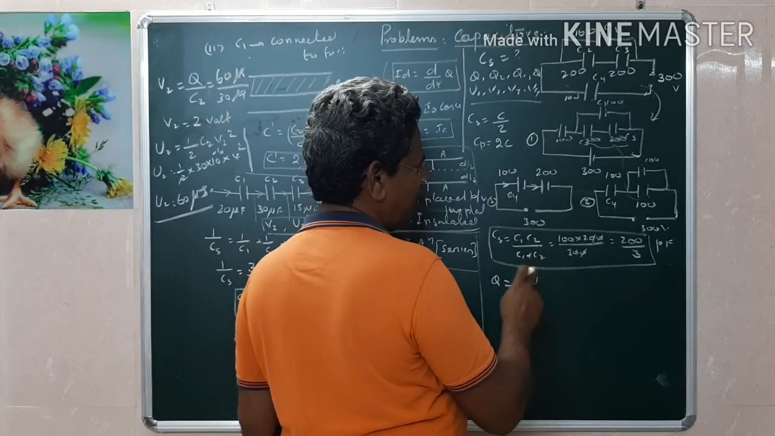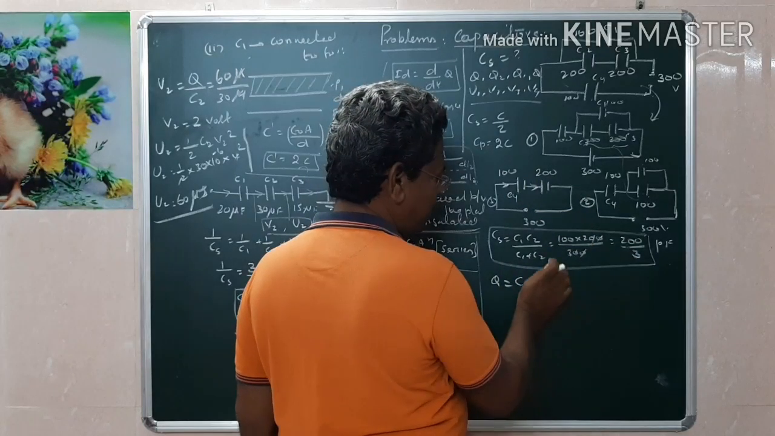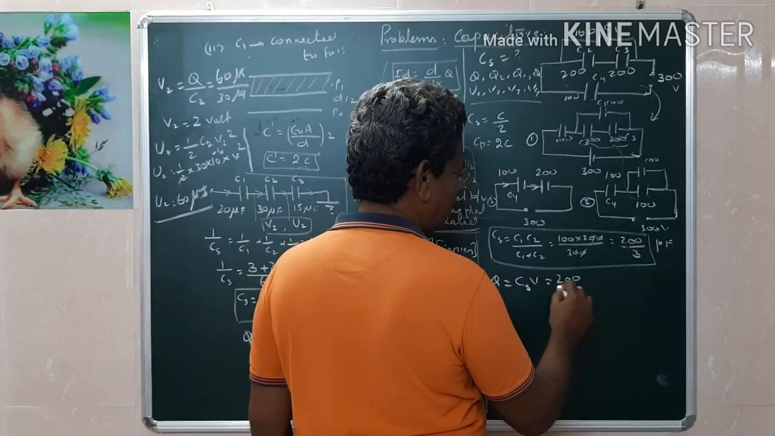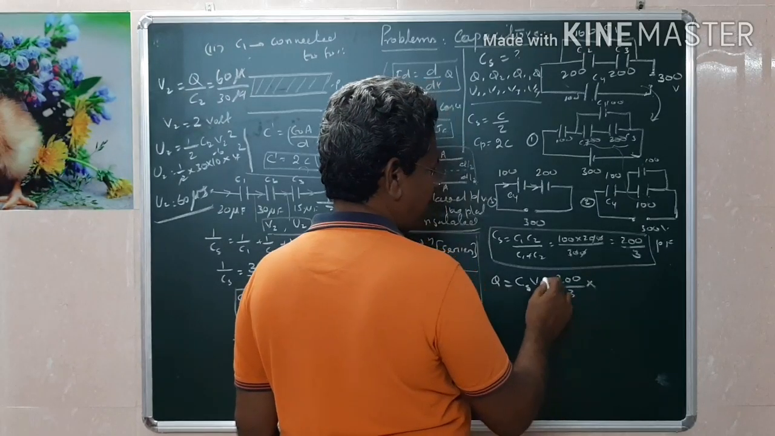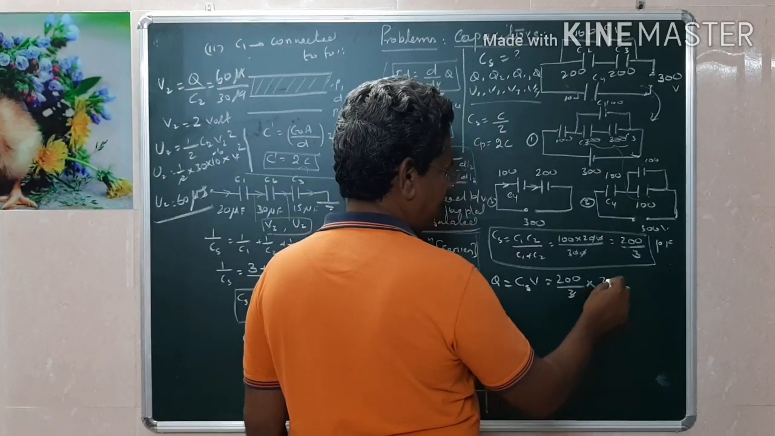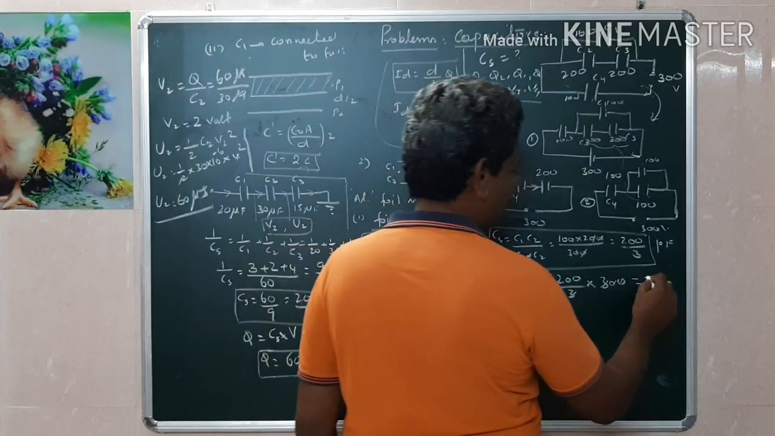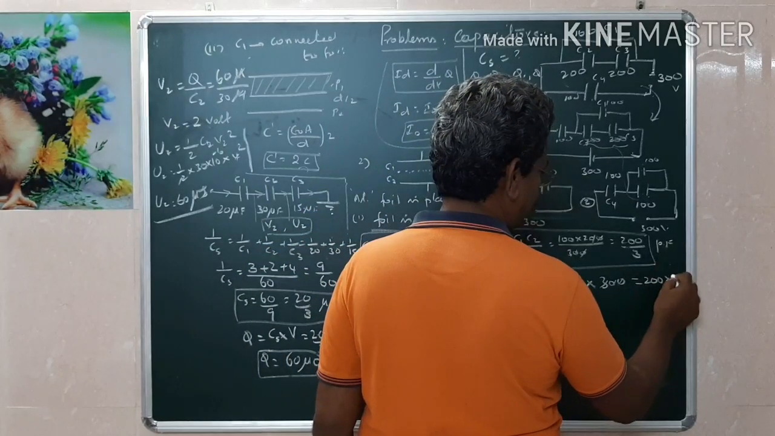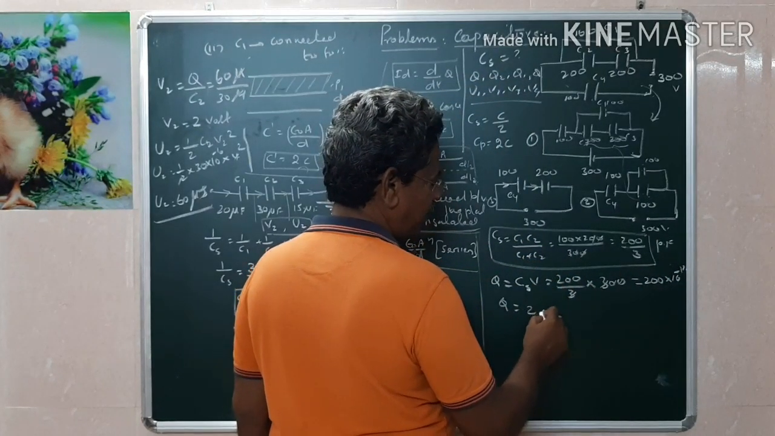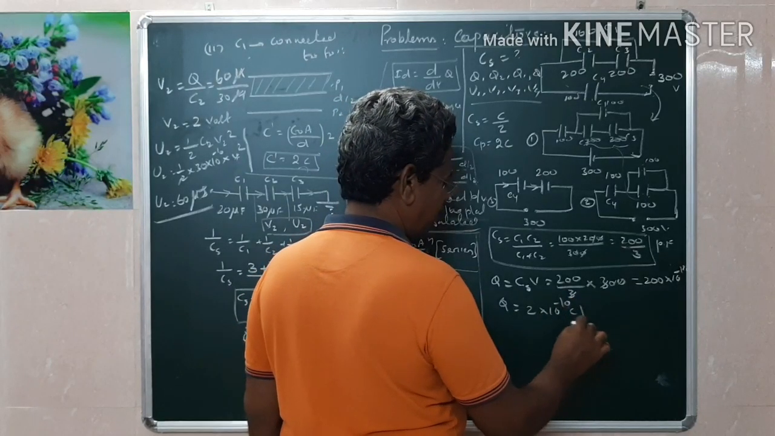Now this charge is passing through this one. Therefore total charge Q is equal to, ultimately it is reduced to capacitance, Cs into V. What is Cs? 200 by 3 into what is V? That is 300. Therefore the 3 cancels. So it is 200 into, as usual, 10 power minus 12. Therefore we can say that Q is equal to 2 into 10 power minus 10 coulomb. Sorry, minus 10.